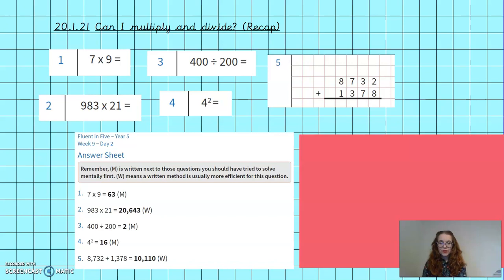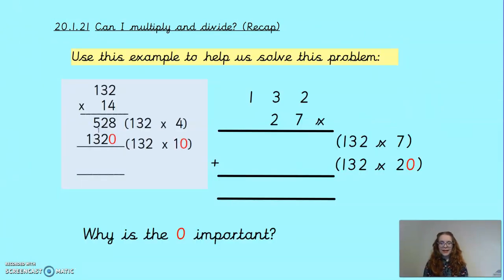So this is the stuff that you did with Mrs. Elmore last week. Okay, now use this example to help us solve this problem. We're using the formal column method here. And I've got a question to ask first. Why is the 0 important? And you can see that we've got our 0 here in red to highlight its importance. But why is it important? Can you remember? Yes, that is our placeholder 0. That is the 0 that we need to put in when we move over to our tens column.